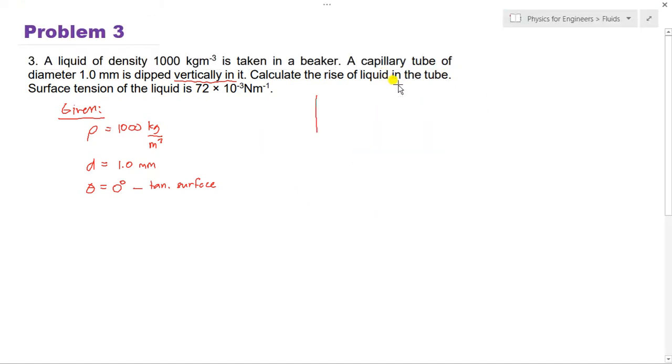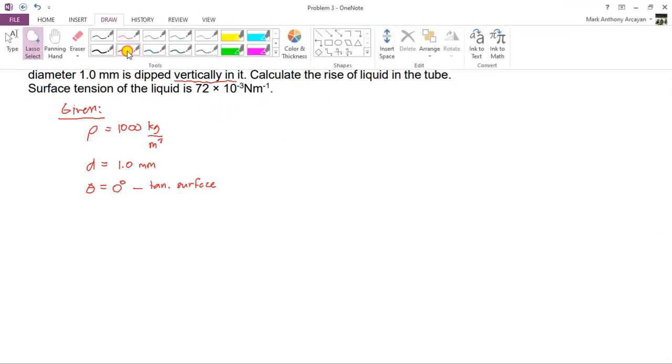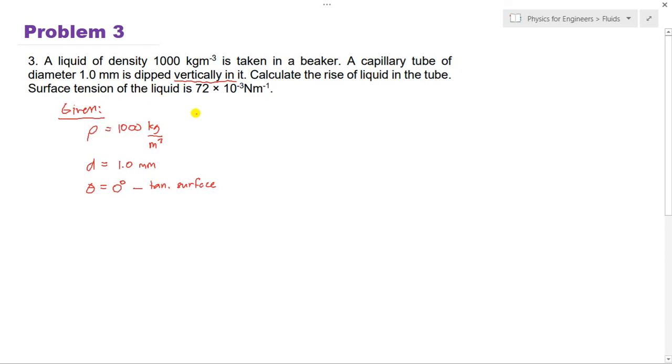Okay. So here, let's continue. The other given is the surface tension. The surface tension is 72 times 10 to the power of negative 3 Newton per meter. So what is required here? The required is to calculate the rise of liquid. That is h. So h is what we are looking for. So solution.